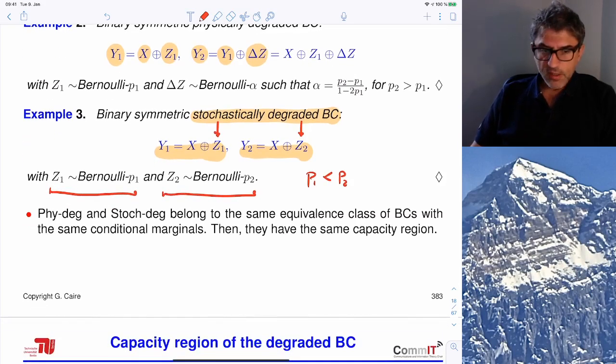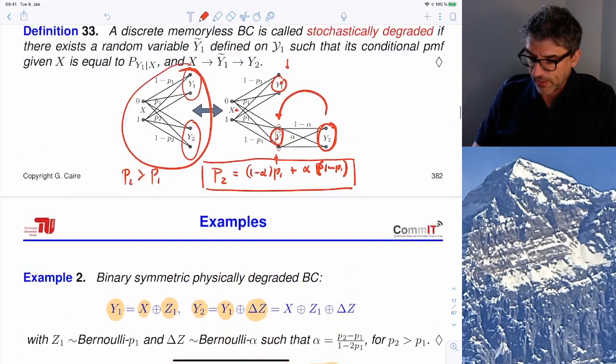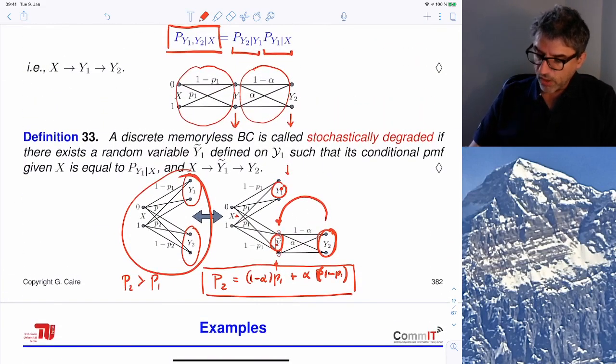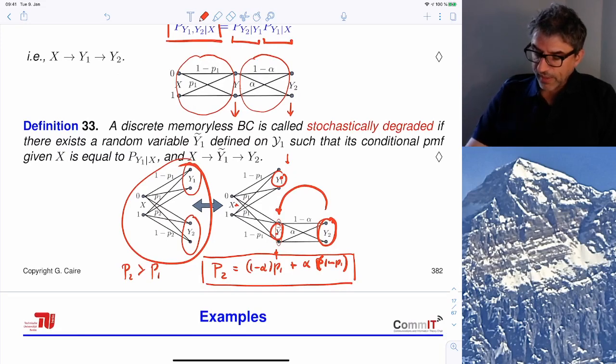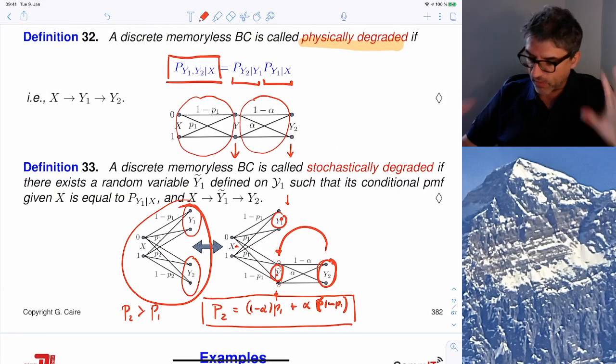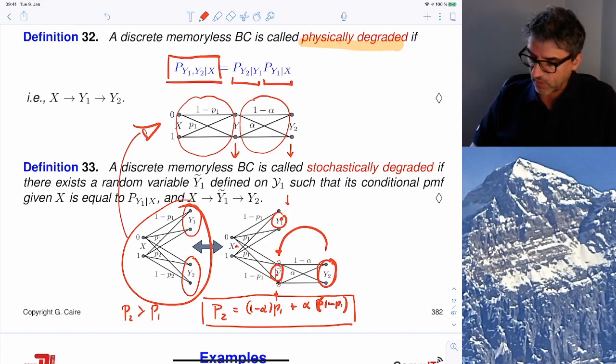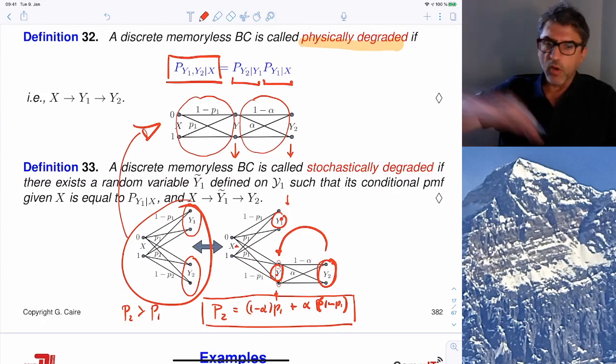And therefore, this is enough to talk about a degraded broadcast channel. And by the way, since the capacity region depends only on the conditional marginal distributions of the output given the input, we see that for every degraded broadcast channel, there is one member in this equivalence class with the same capacity, which is physically degraded. And it turns out that we can prove the converse for the physically degraded channel, and this converse then applies to the whole class.